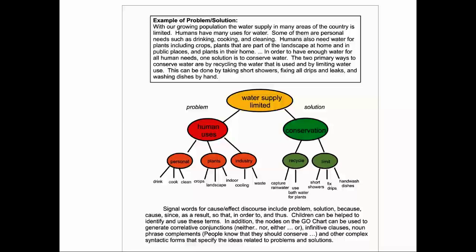You can see that there's trigger words like neither nor, infinitive clauses, noun phrase complements, and other complex syntactic forms when you get into this level of discourse. So it's not only the discourse structures that are getting long and complex, but also the syntax is getting complex. You can help children look for those words like neither, nor, some, also, that are going to help them understand those are signaling different things that are at the same level that need to be considered.